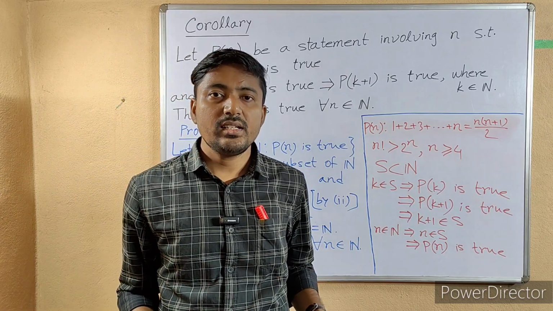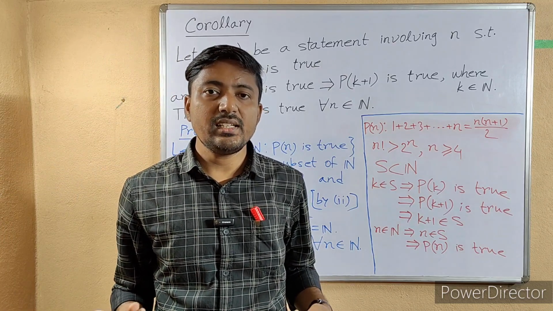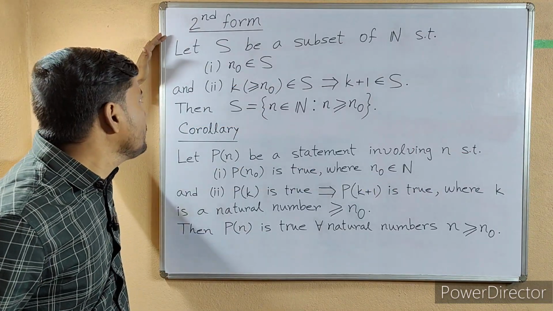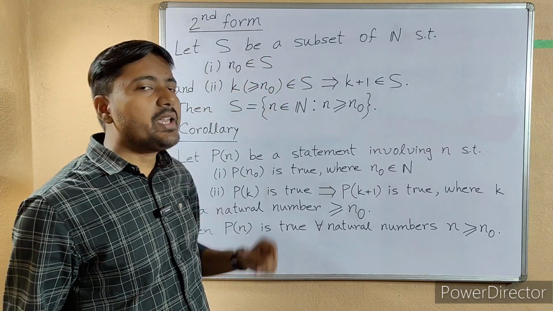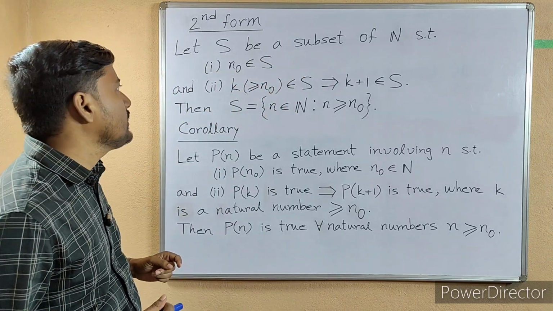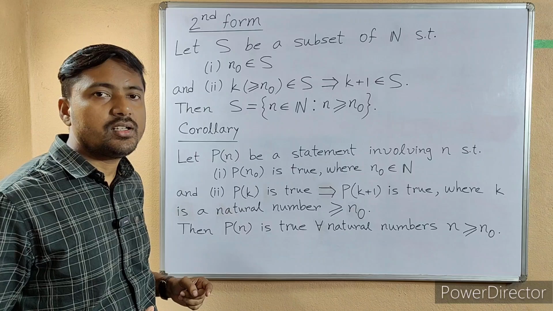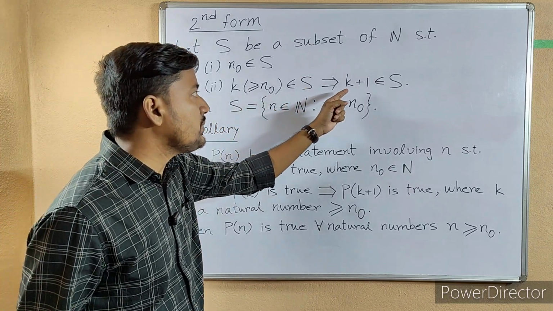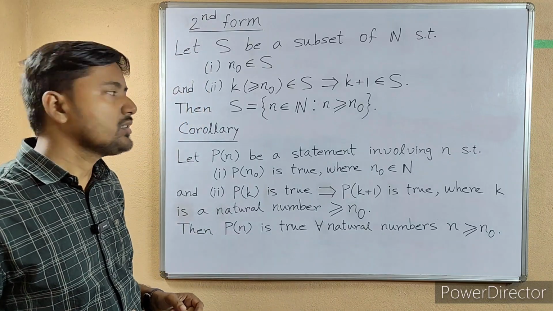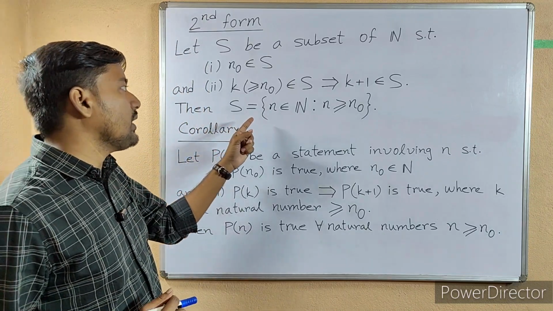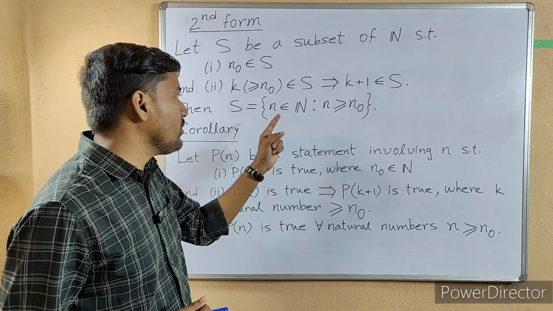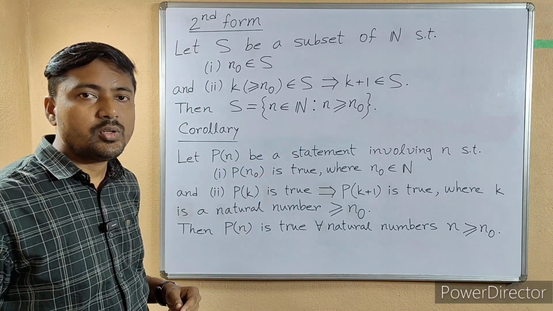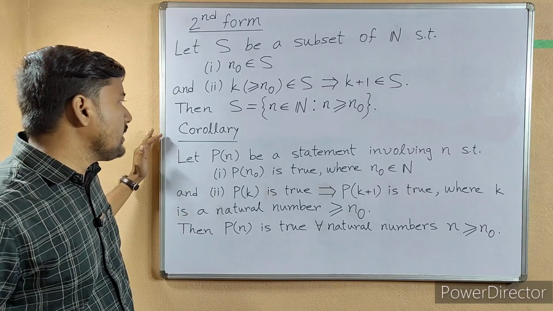Now we are going to look at the second form of the principle of mathematical induction. Okay, so here is the second form. Let S be a subset of N such that n0 belongs to S and k greater equal to n0, k belongs to S implies k plus 1 belongs to S. Then S equal to the set of all n belongs to N such that n greater equal to n0.